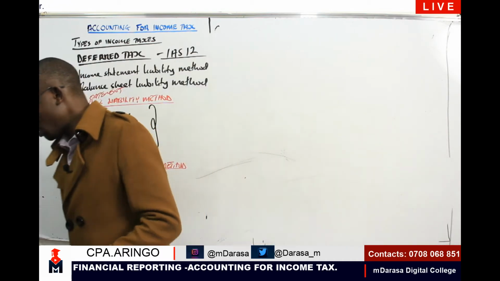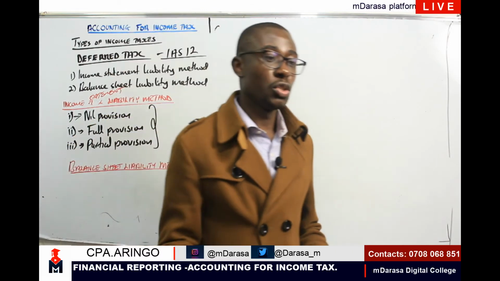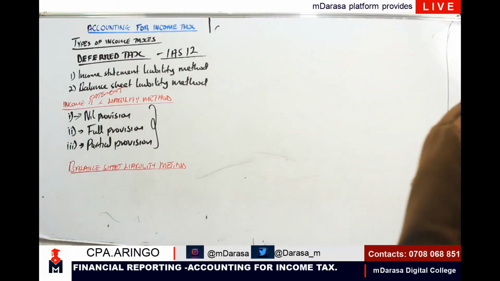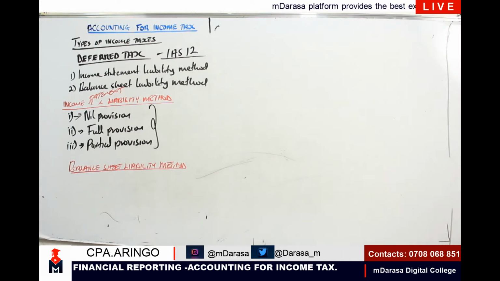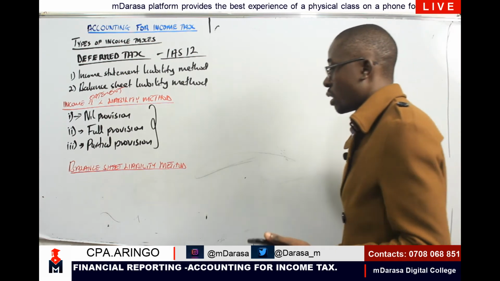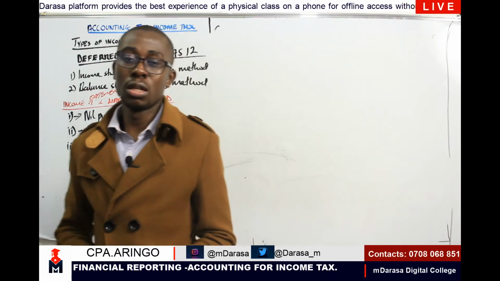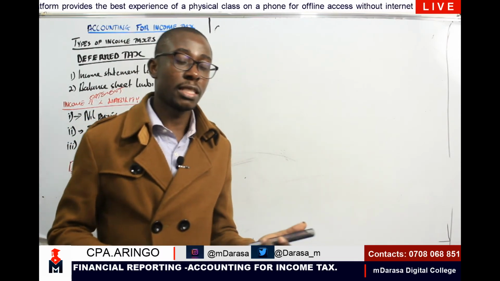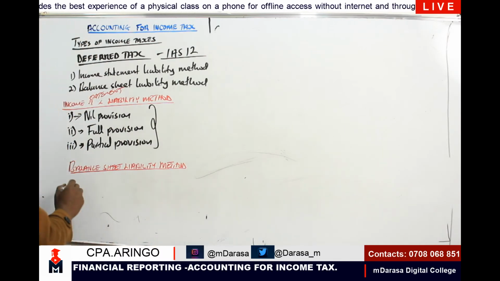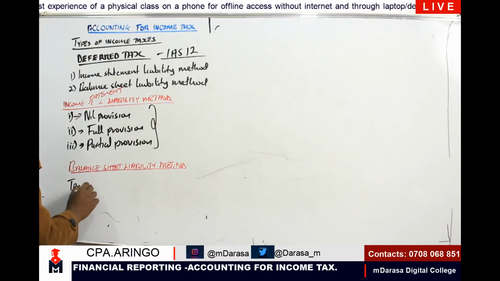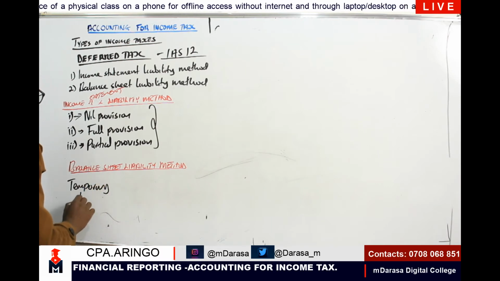So, my good students, anytime we are talking about the balance sheet liability method, what must we always grasp and understand? Mainly, this method views deferred tax as arising from the temporary differences. It is going to view the deferred tax to arise from the temporary differences.